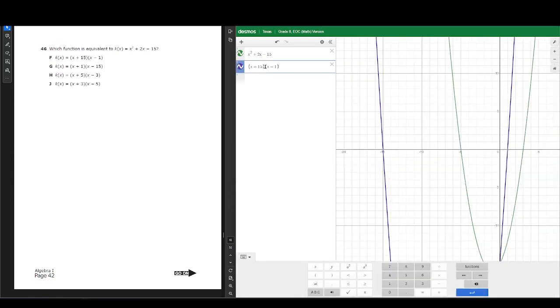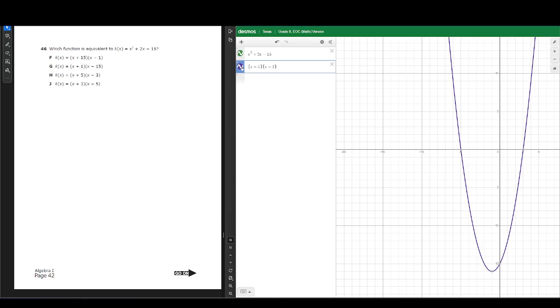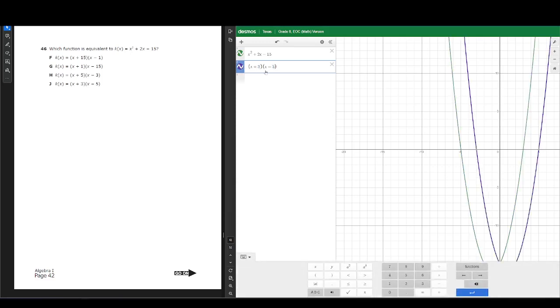So then I can just change this to be x plus 1, x minus 15. Does not match the green graph, rather, the base one. x minus 3, x plus 5. Okay, that one looks like it matches. The green and purple are identical, so that's correct. Our last choice was x plus 3, x minus 5. So that one's really close, but shifted over.